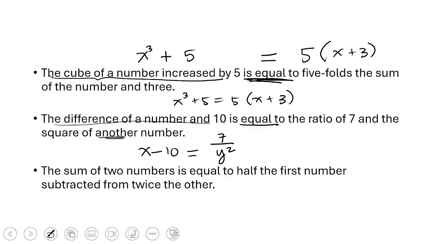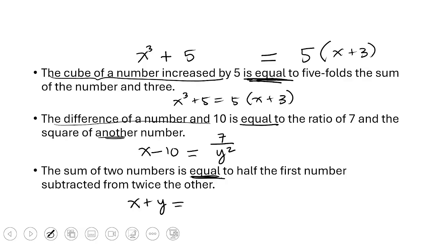Next, we have: the sum of two numbers is equal to half the first number subtracted from twice the other. Okay, so again, let's locate the equal phrase. So the left-hand side of the equation is the sum of two numbers. We are adding two numbers, and there's no complication in them, so we just write x plus y. And this should be equal to half the first number subtracted from twice the other.